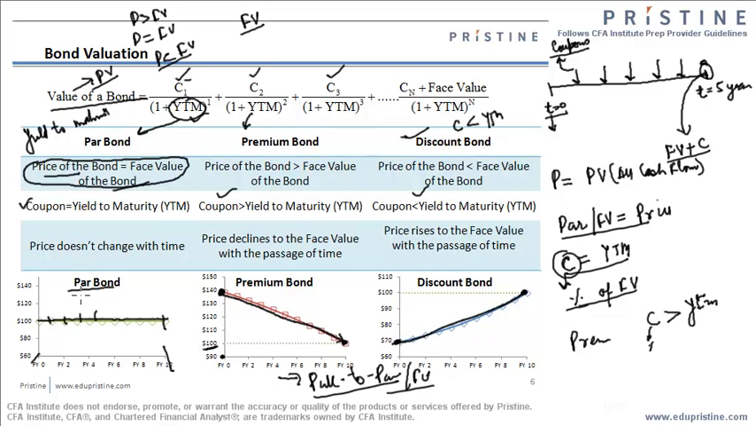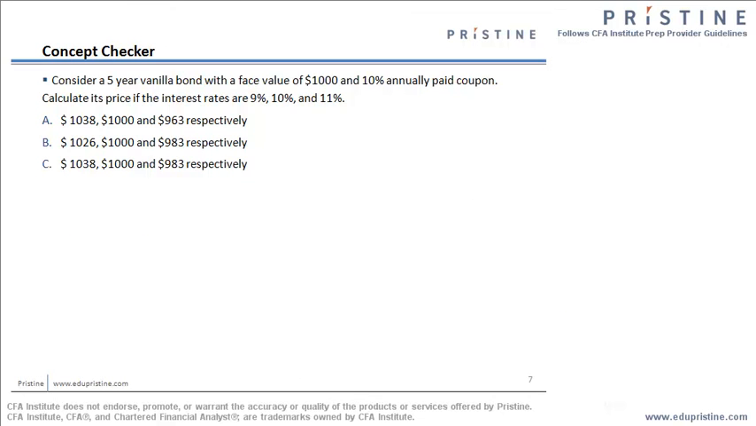All right. On this particular concept, let's solve a question. It says, consider a 5-year vanilla bond with a face value of $1,000. So the face value we know is $1,000, right? And the coupon is 10%.